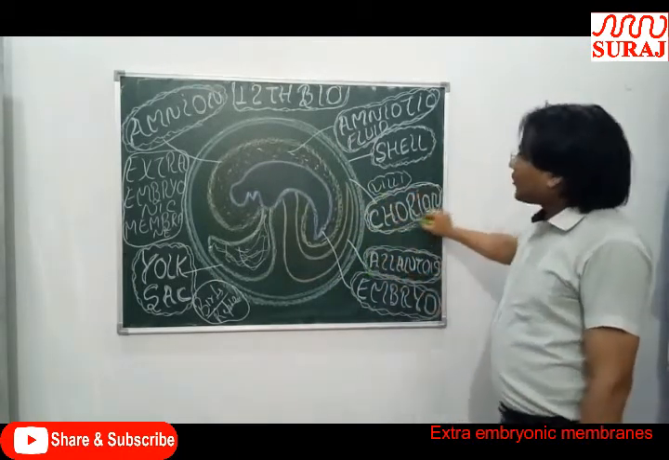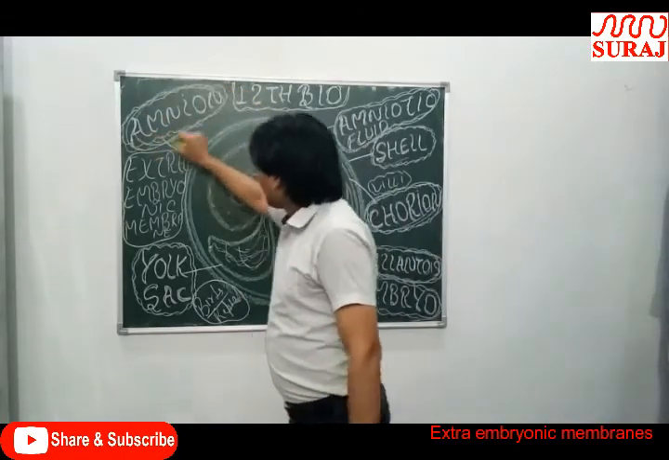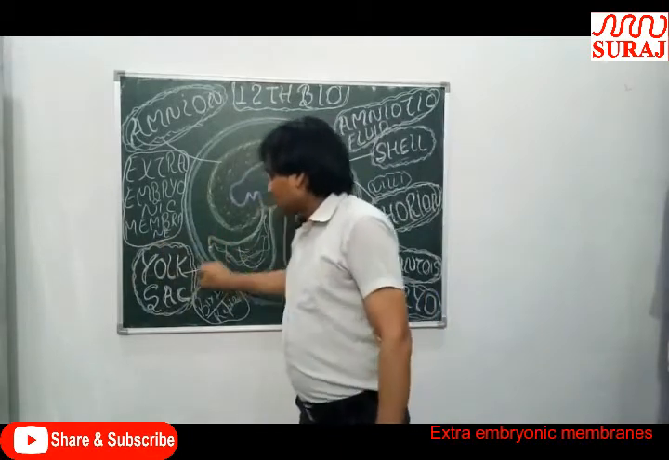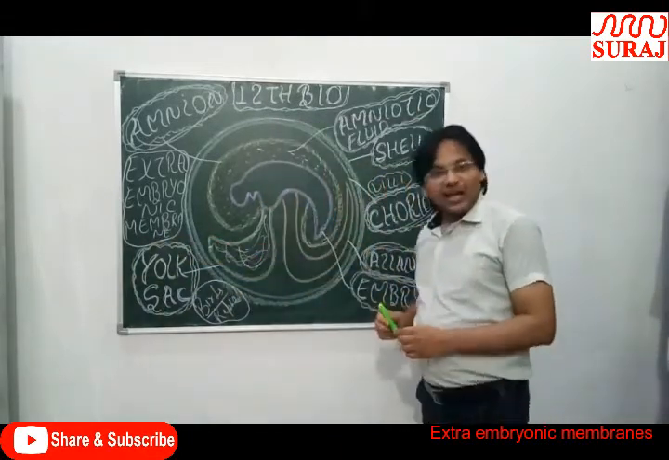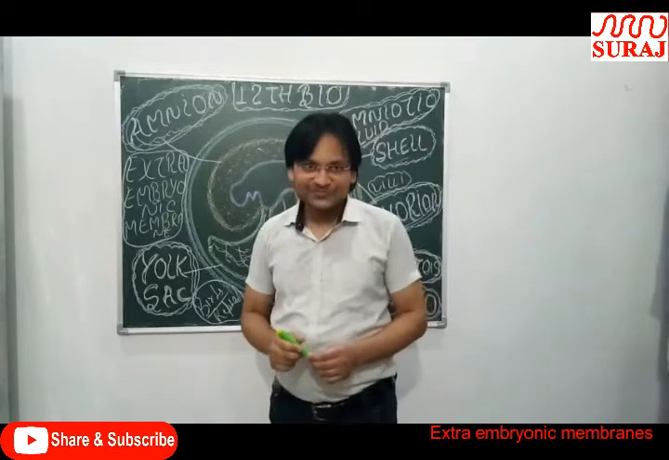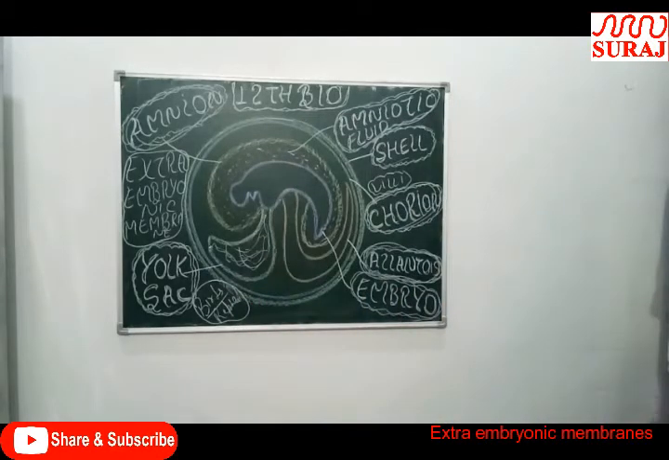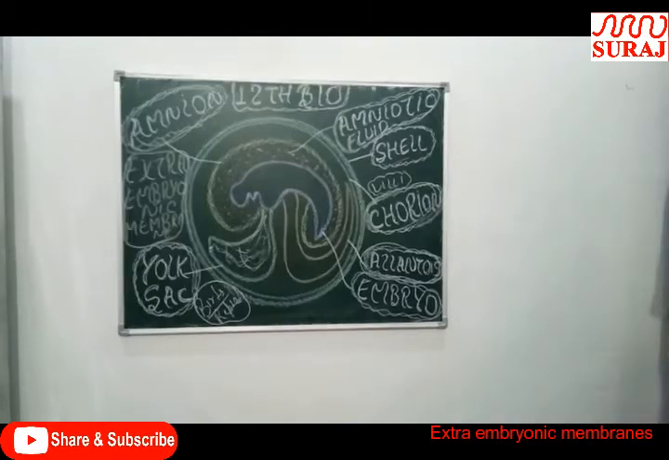So this is also one of the important topics, that is extra embryonic membrane, and four types of extra embryonic membrane. Dear students, always remember that they are chorion, amnion, allantois and yolk sac. So these are all about extra embryonic membrane.